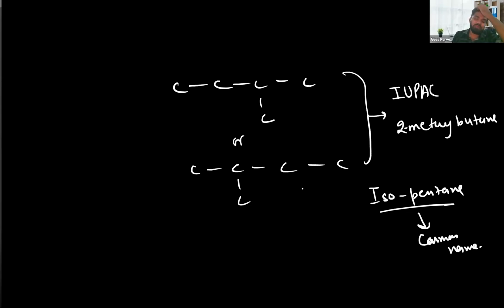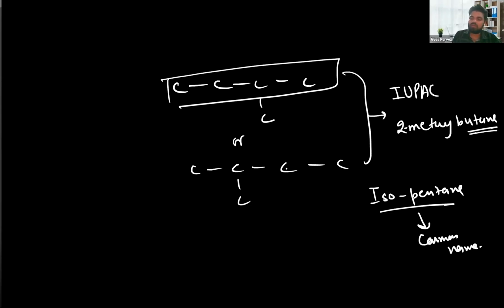So for isopentane, you need to keep in mind that in the IUPAC name, we take the main carbon chain name as this one. But in the common name, we take the whole carbon chain, 1, 2, 3, 4, and 5. So we are having pentane here. Got it? Isopentane. Understood? Yes, sir.